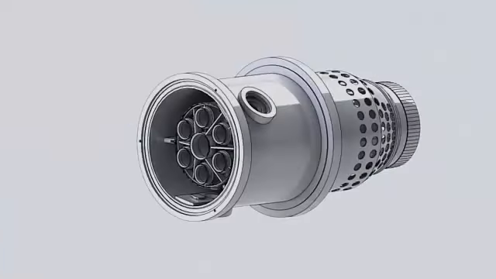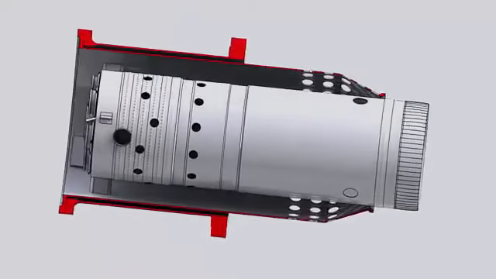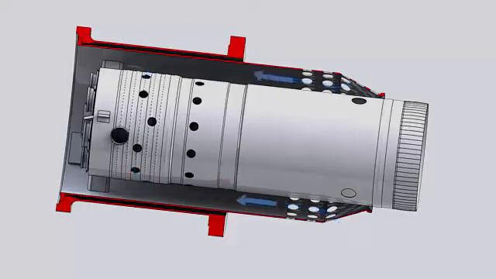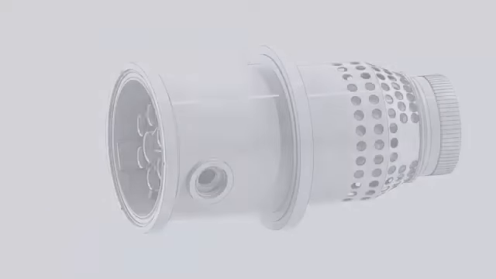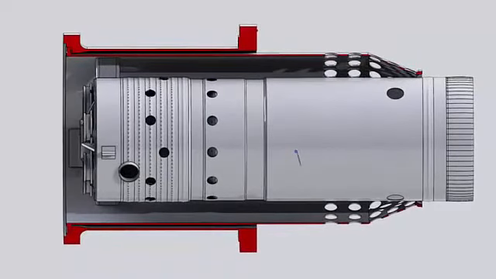The flow sleeve is mounted on the combustion chamber cover. The flow sleeve forces the air to move upstream, forming a uniform air jacket around the liner for precise combustion and cooling functions among the 14 chambers. The liner is the core of the combustion system.